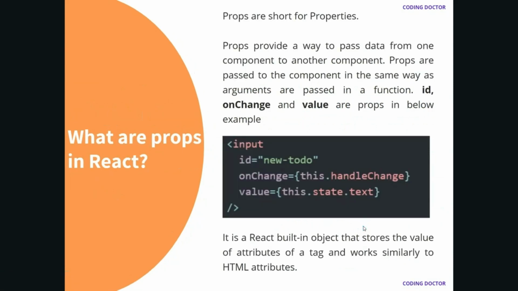Next question is, what are props in React? Props is short for properties. Props provide a way to pass data from one component to another component. If you have some data in component A and you want to pass it to component B, you can pass that via props. And this is the syntax to pass the data via props. Here, id, value, and onChange are the props to this input component.